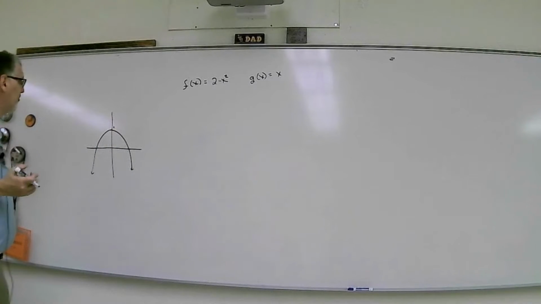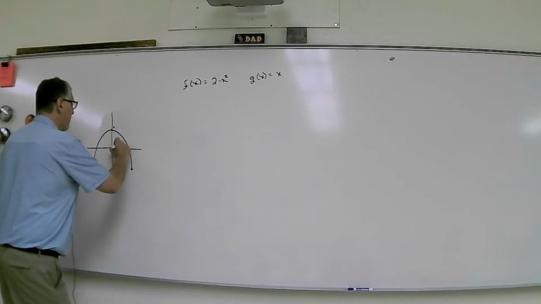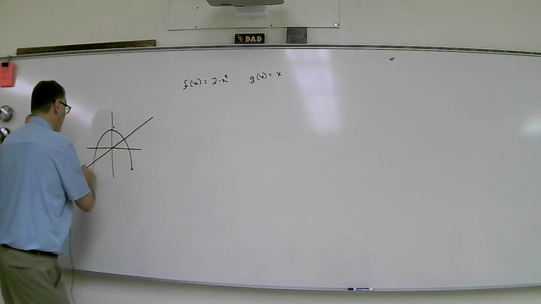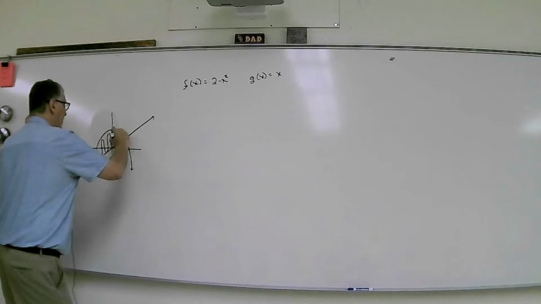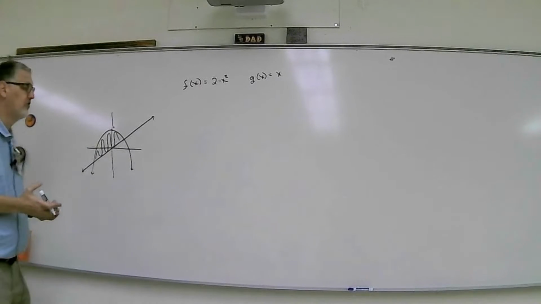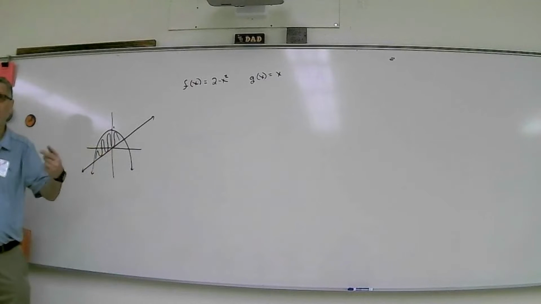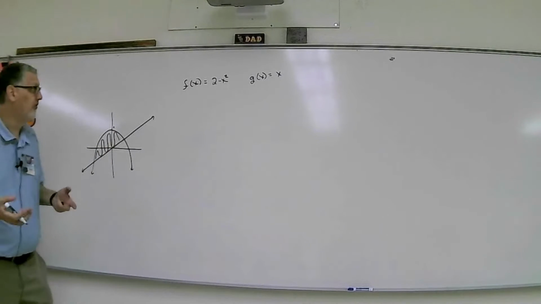And then the next one is just y equals x. Well, that is right here. It's 45 degrees coming out of the origin. So we're talking about the area here. So I have to find my bounds. What am I going to do to find my bounds? Algebra. And then we're going to find the intersects. How do we find the intersects? Set them equal to each other.